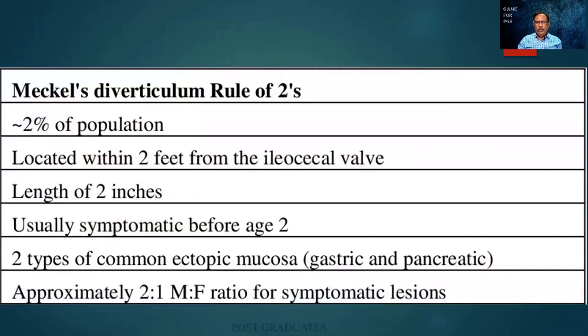What is the rule of 2? Meckel's diverticulum: 2% of the population, located within 2 feet of the ileocecal valve, 2 inches in length, and occurs around the age of 2. There can be ectopic mucosa, gastric or pancreatic, and the patient can have a peptic ulcer. Male to female, 2:1 is the ratio. Rule of 2s you people can remember.